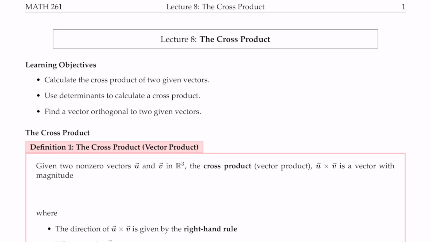In the last lecture, we talked about the dot product. The dot product gives you a constant or a scalar, so there's another name for that. It's called a scalar product. In this lecture, we're going to go over another type of vector operation.